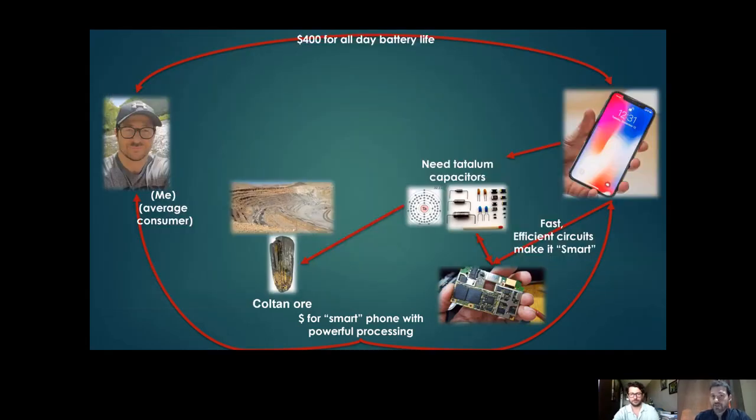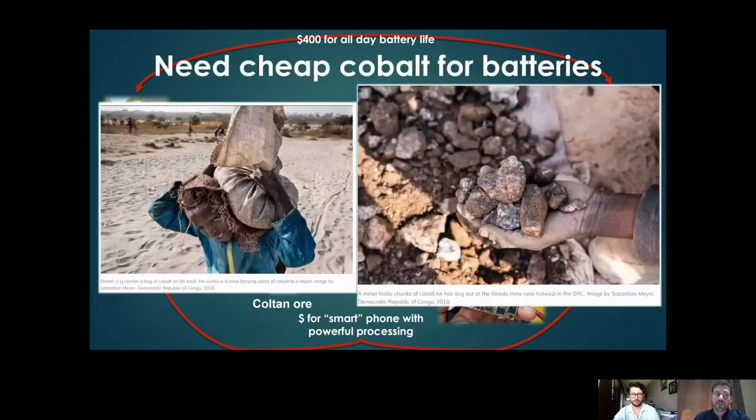And you, let's say, as a person, are willing to spend, and this is also society as a whole, around $400 for all-day battery life in the newer generation of phones. So to make that happen, you need cobalt. And because there's a consumer demand for cheap electronics, phone companies source cobalt and tantalum from the cheapest sources possible. The image on the left is of an 11-year-old boy named Daniel who's carrying a bag of cobalt ore in the Congo.